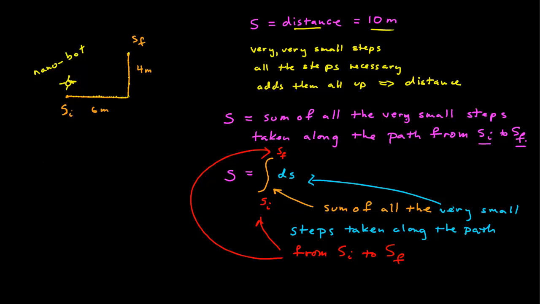And so I will make one important point here: this quantity right here, this ds, is not d times s. It's a single thing, a combined ds, and what that means is the very small steps taken. It's one of the very small steps taken along the path. So the very, very small steps, each one I'm going to call ds. And if I sum up all the very small steps taken along the path, I get the total distance.